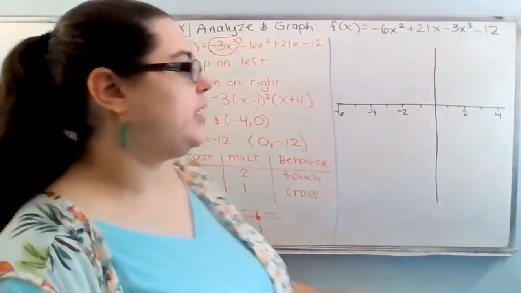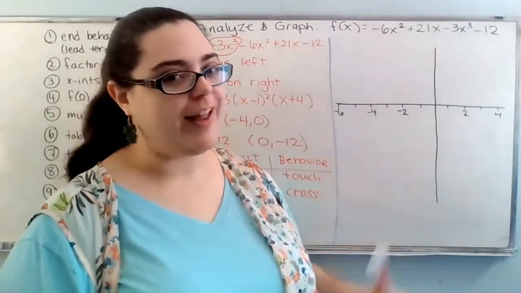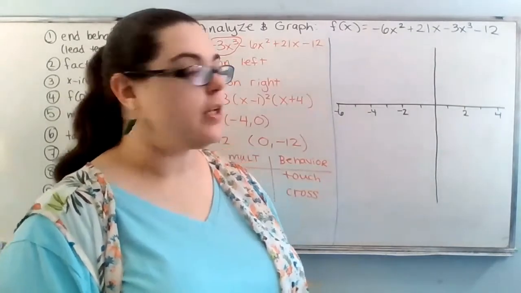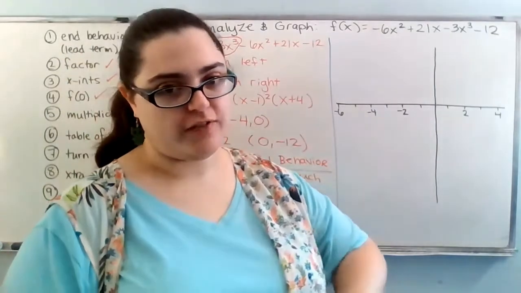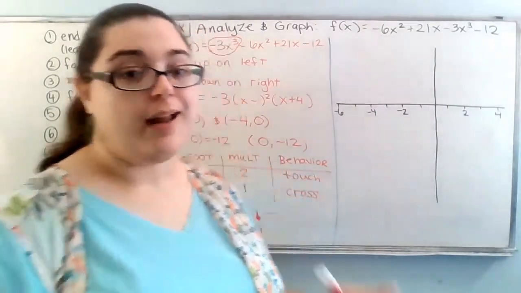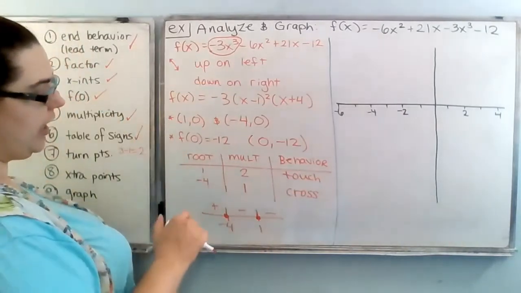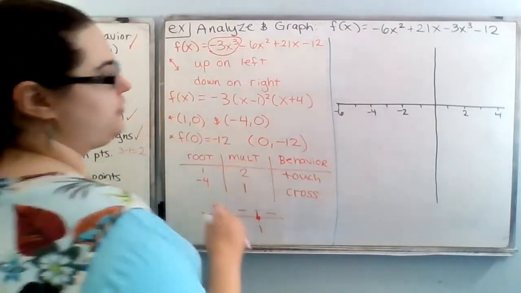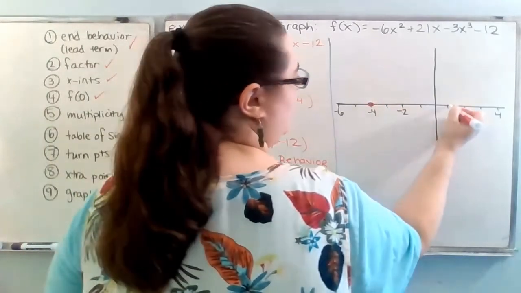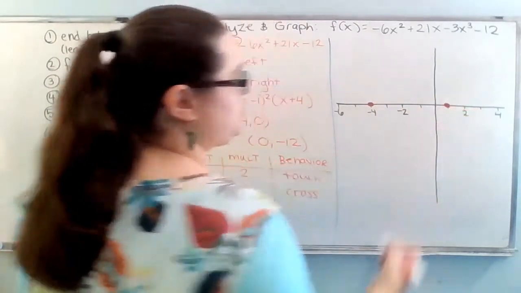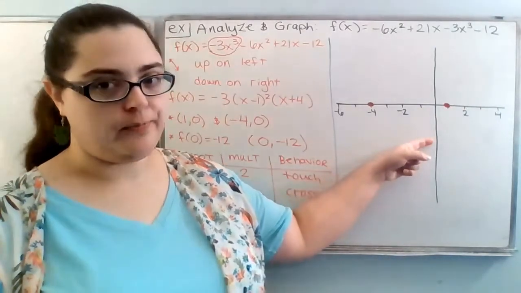Now, I'm not going to label my y-axis yet because I only have that one point at -12, and I think I'm going to have to find some more points before I can figure out how to scale this properly. So I'm going to hold off on scaling my y-axis for a minute and just plot those x-intercepts. So here's an x-intercept at -4. Here's the other one at 1. And I know that we're going to be at -12 somewhere here.